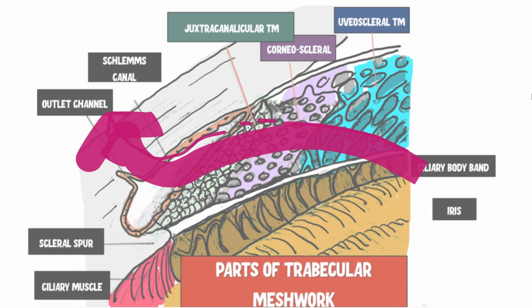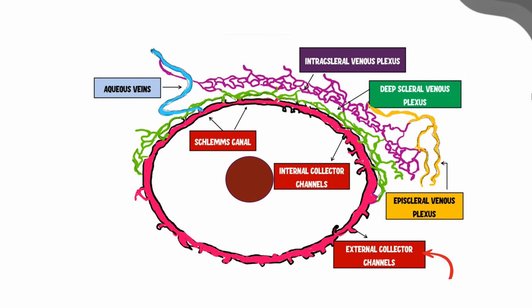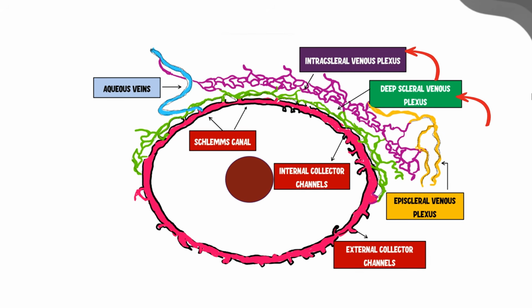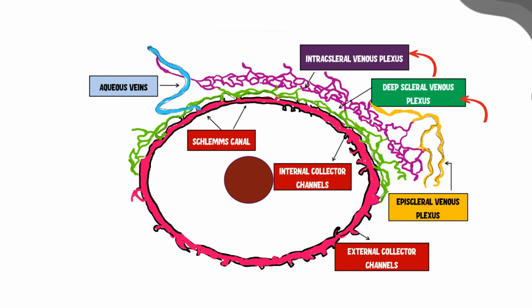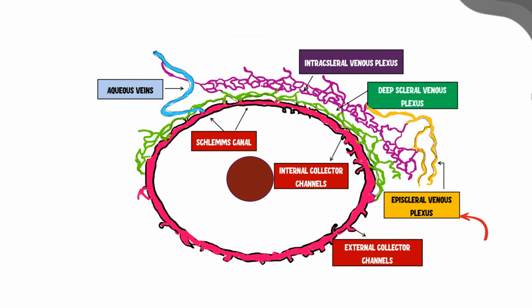So we discussed the three layers of the trabecular meshwork, that is the uveoscleral trabecular meshwork, the corneoscleral trabecular meshwork, the juxtacanalicular trabecular meshwork, and then the Schlemm's canal. The Schlemm's canal again has multiple channels, known as the outlet channels or the collector channels. Usually there are about 25 to 30 collector channels that will collect the aqueous humor from the Schlemm's canal. These will drain into the deep and the mid scleral venous plexus and also the intrascleral venous plexus. These plexuses are present at the level of the limbus, and from the intrascleral venous plexus, the aqueous humor is going to go into the episcleral venous plexus.